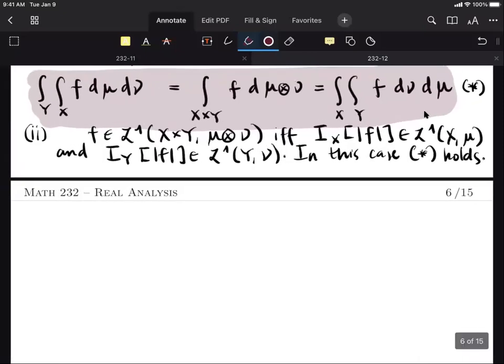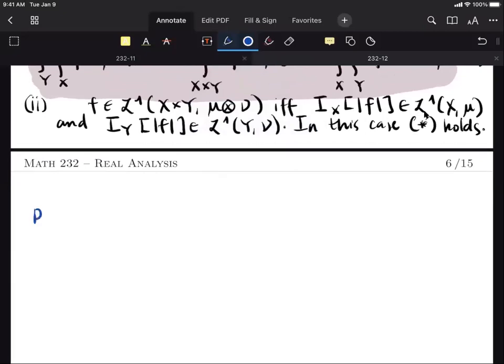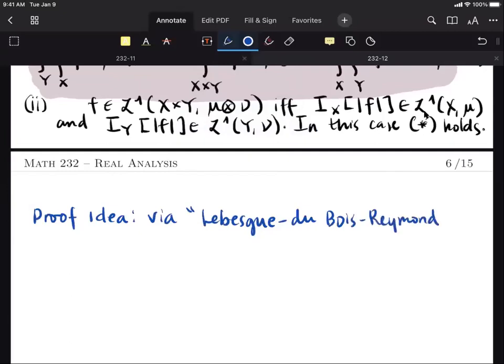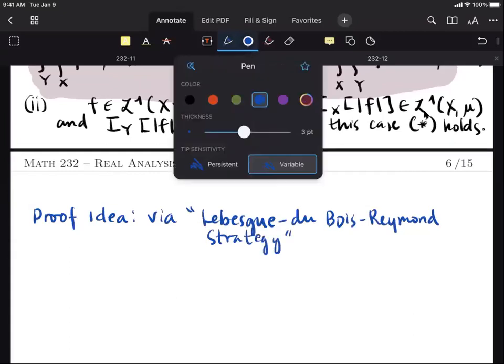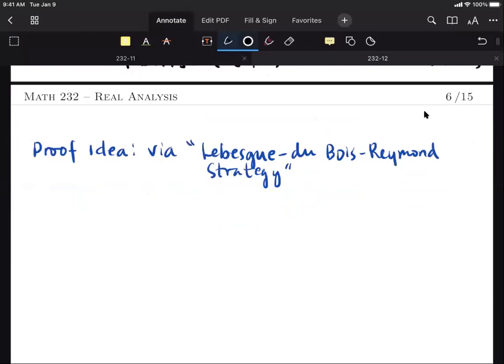I will not give the precise proof, but allow me to present the idea of the proof. And this is via what I call the Lebesgue, Du Bois-Reymond strategy. And the strategy is as follows.